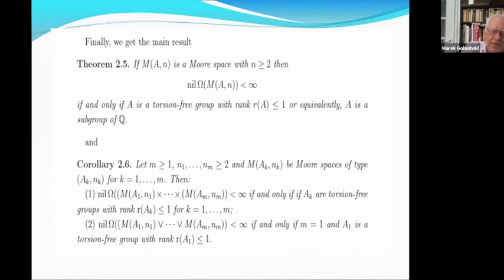Suppose we have m greater than 1, and a sequence of positive integers n_1 to n_m, and we also have a sequence of Moore spaces M(A_k, n_k), k from 1 to m. Then you can show that the nilpotency class of omega on the product of Moore spaces is finite if and only if each A_k is a torsion-free group with rank not greater than 1. And that is a simple conclusion from the previous theorem.